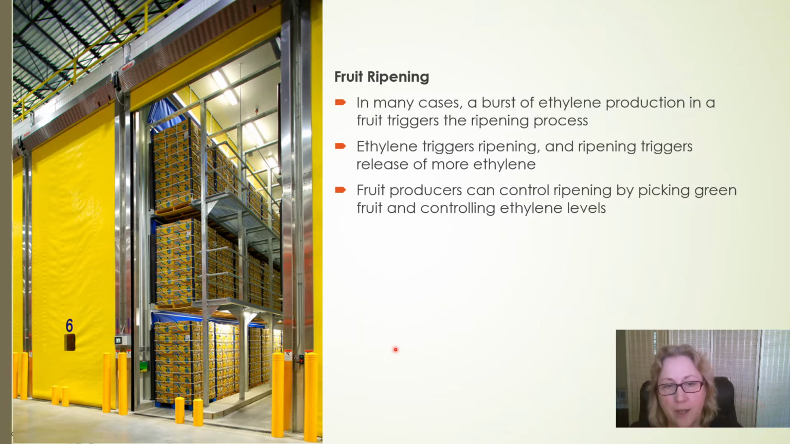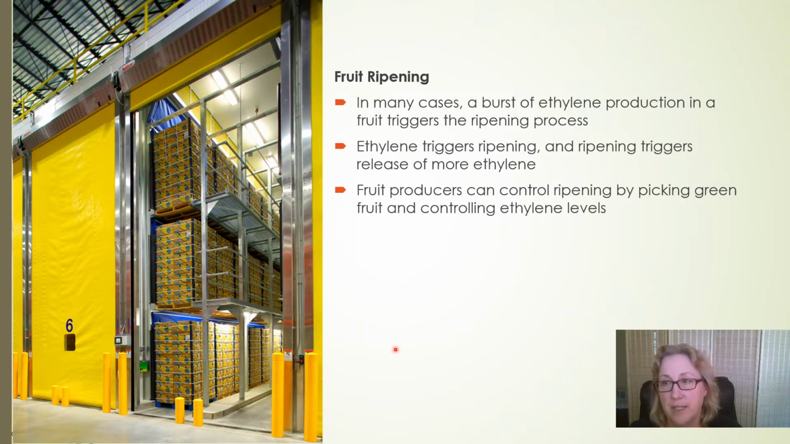They can store them in warehouses, and they protect them from their own ethylene by flooding the room with carbon dioxide, and that pushes the ethylene out. And then when they want them to ripen, they add ethylene to the atmosphere in a closed room, and that will trigger ripening. They do the same thing with tomatoes. Tomatoes are all picked green, and they are ripened in a warehouse with added ethylene.